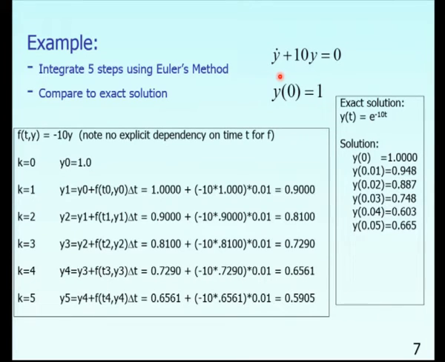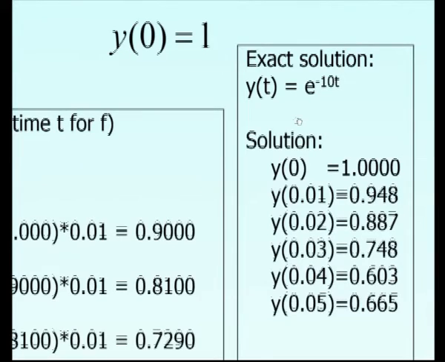In the entire version of mathematics, only one function satisfies the problem that the derivative is equal to itself, or the derivative is proportional to itself, that is e raised to alpha t. Here alpha is minus 10. So, the exact solution is y at time t is e raised to minus 10 t. This is the exact solution of the given differential equation.